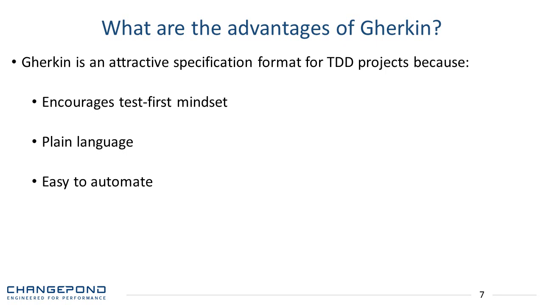So what are the advantages of using Gherkin? Gherkin is an attractive specification format for test-driven projects because documenting features as scenarios naturally encourages the team to adopt a test-first mindset. Gherkin specifications are written in plain language that can be understood by both technical and non-technical audiences. Gherkin uses certain keywords, as we saw in the previous slide, such as given, when, then, to demarcate individual scenarios. This means scenarios and tests can be imported into an automation testing tool with little or no modification to the original specification. A popular automation tool for Gherkin is a tool known as Cucumber.